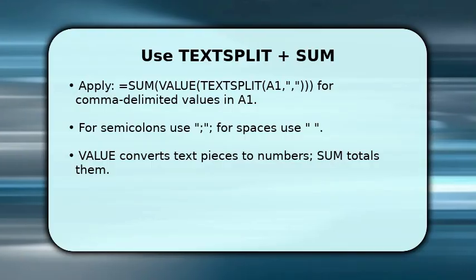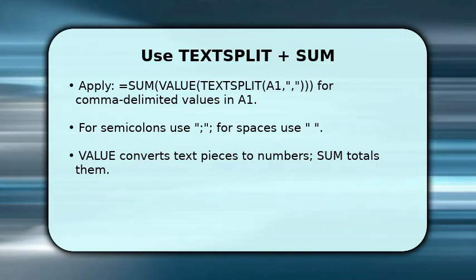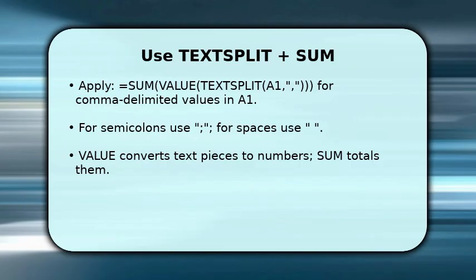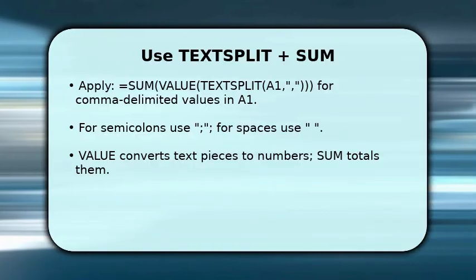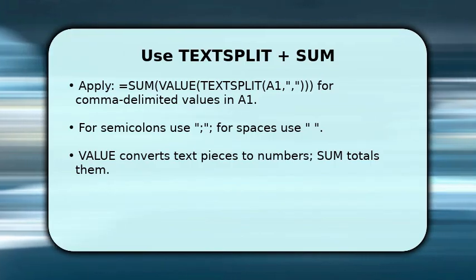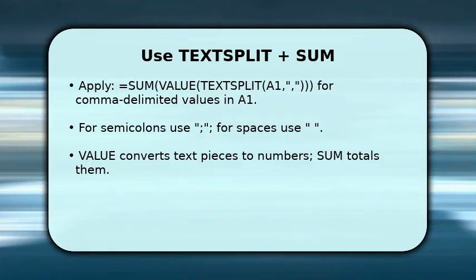Now apply the formula that turns the cell's fragments into a numeric array and totals them. Enter equals SUM(VALUE(TEXTSPLIT(A1))), replacing the delimiter as needed, for example semicolons or spaces. The TEXTSPLIT function breaks the single text into separate items, VALUE forces each item to become a number, and SUM adds them. Once the formula is in place, it updates automatically when you change the original cell. If you use regional list separators, match them so TEXTSPLIT splits correctly.